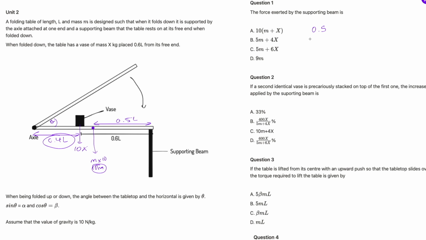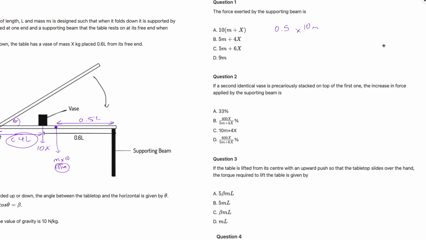So the amount of force pushing down is going to be 0.5 of the weight of the table, so 0.5 times 10m, and then plus, it's also got the weight of the vase, and the vase is 10x at a distance of 0.4 of L. So plus, and then that would be 0.4 lots of, or 40% of its mass. And so that gives us there 5m plus 4x. And so then the answer is B in that case.